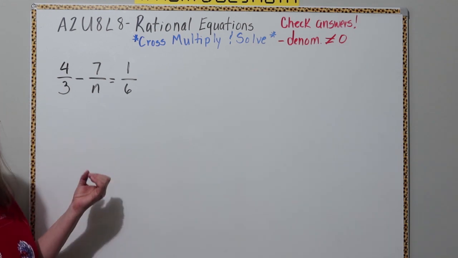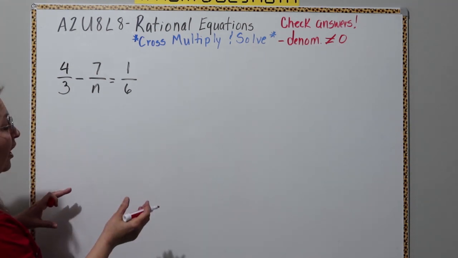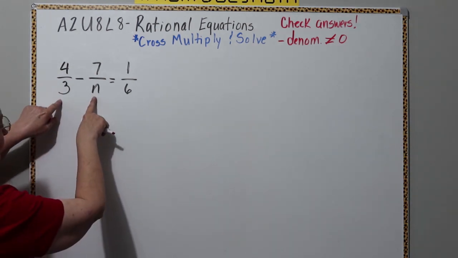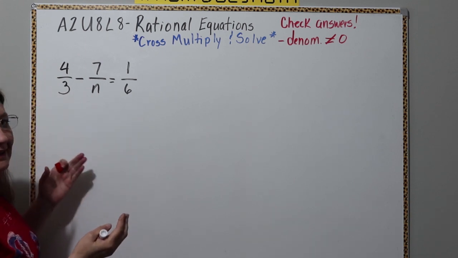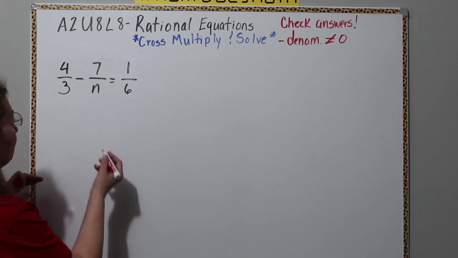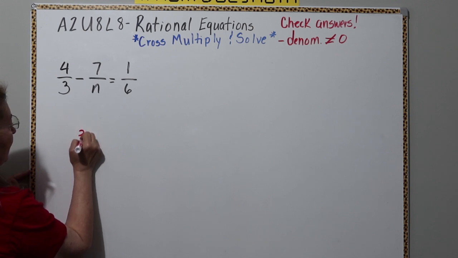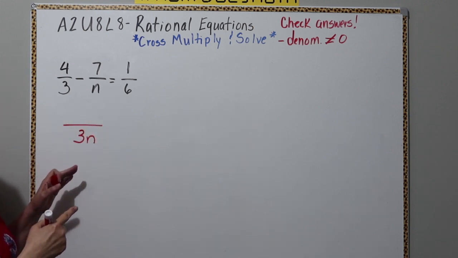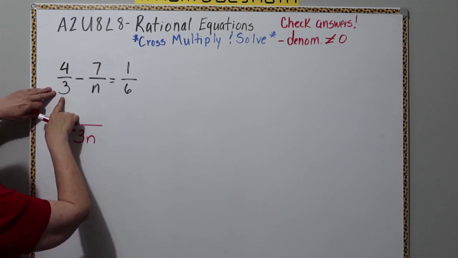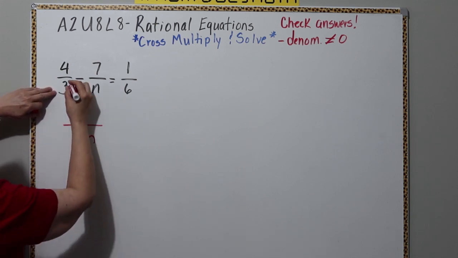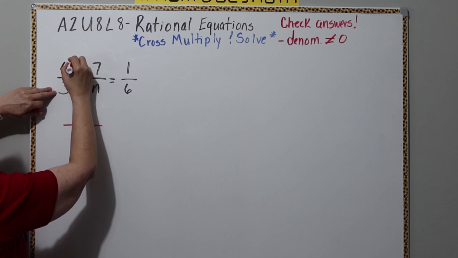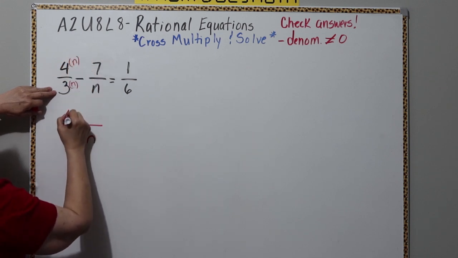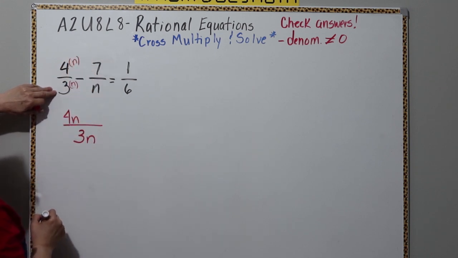What do you have to do when you subtract fractions? Well, you're going to need a common denominator. I have 3 and n. The common thing between those two is just to multiply both of them together. So I'm going to have a new fraction whose denominator is 3n. So I asked myself, what did I do to the old denominator to get the new one? Well, I multiplied this by n, so I'm going to multiply the top by n and get 4n.